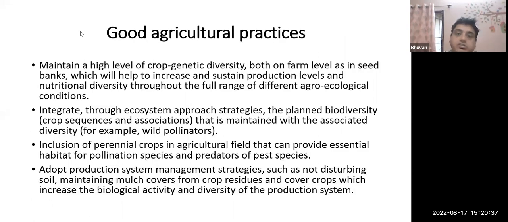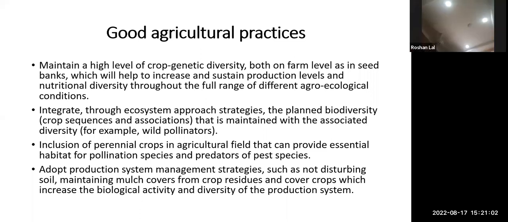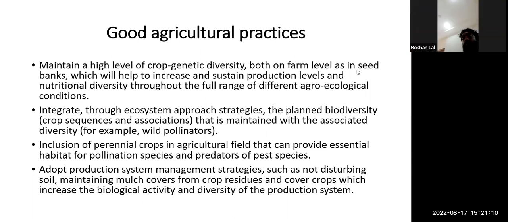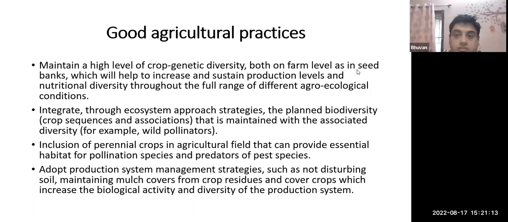Let's talk about the good agricultural practices. So here we have basically the ways through which good agricultural practices can be implemented, and agriculture can be made sustainable. Here we have the first point, which is maintaining a high level of crop genetic diversity, both at the farm level and also in seed banks. Basically, the more the crop genetic diversity, the more sustainable our agro ecosystems will be, and definitely that leads to stabilization of production and also nutritional diversity.